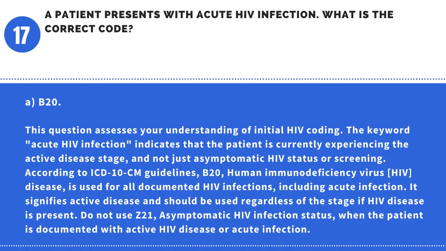This question assesses your understanding of initial HIV coding. The keyword acute HIV infection indicates that the patient is currently experiencing the active disease stage, and not just asymptomatic HIV status or screening. According to ICD-10-CM guidelines, B20, human immunodeficiency virus, HIV disease, is used for all documented HIV infections, including acute infection. It signifies active disease and should be used regardless of the stage if HIV disease is present. Do not use Z21, asymptomatic HIV infection status, when the patient is documented with active HIV disease or acute infection.